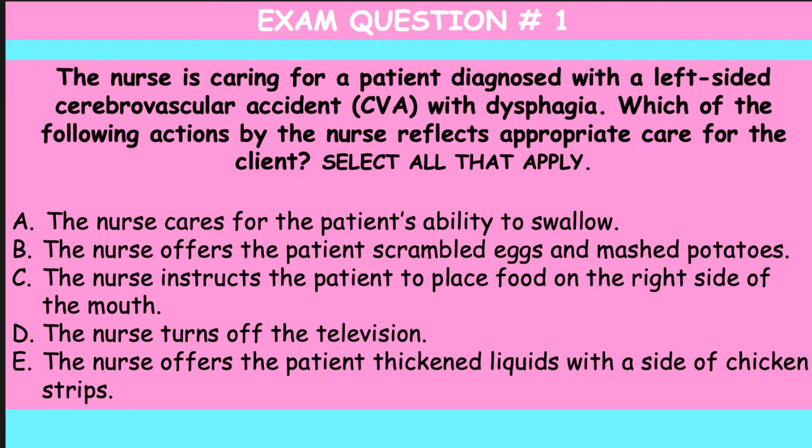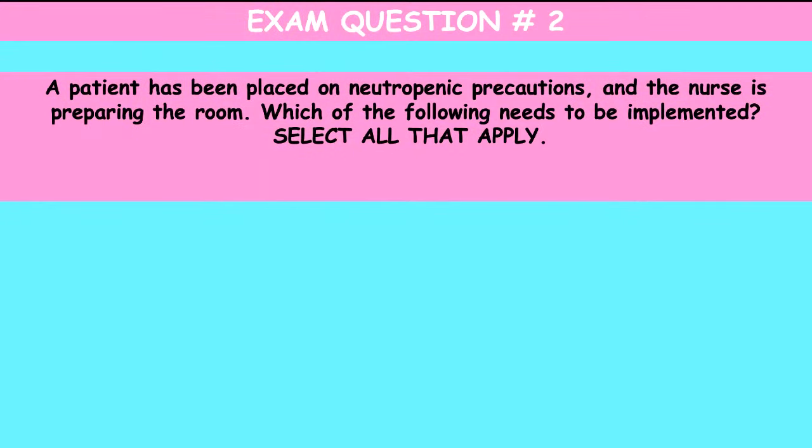The choices will be A. The nurse cares for the patient's ability to swallow because you're doing an assessment. B. The nurse offers the patient scrambled eggs and mashed potatoes, as these are considered soft foods. And D. The nurse turns off the television, which eliminates a distraction that the patient can have while they are eating, and they need to concentrate on doing exactly that in order to prevent choking that can lead to aspiration.